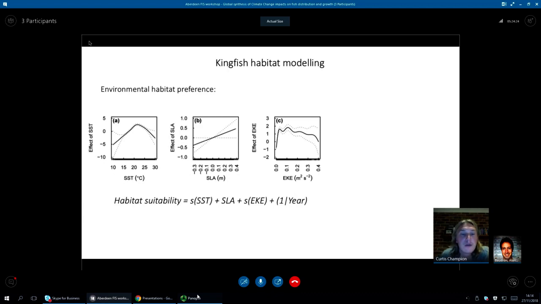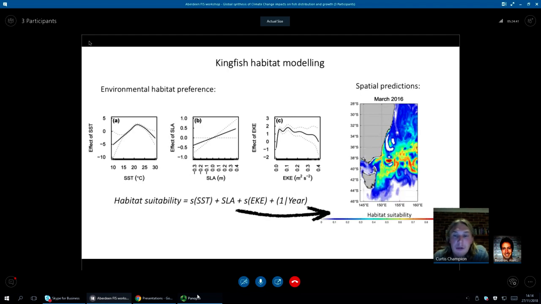Given the nature of this data, we chose to use a generalised additive mixed modelling approach, which handled the data well. Any form of correlative model can really be used as a form of species distribution model, but this was the form that best fit our data. And with that model sorted, we were able to start making spatial predictions of the oceanographic habitat suitability of this animal. So this is how we've gotten to this point.